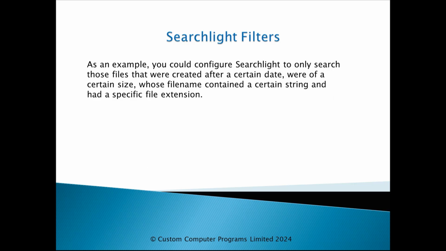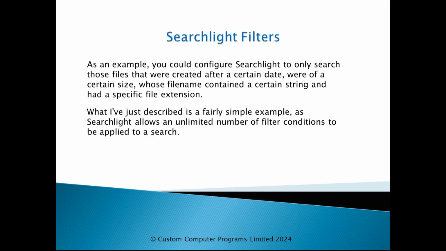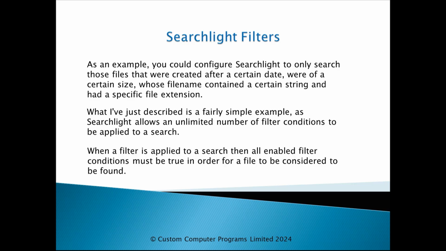As an example, you could configure Searchlight to only search those files that were created after a certain date, were of a certain size, whose file name contained a certain string, and had a specific file extension. What I've just described is a fairly simple example, as Searchlight allows an unlimited number of filter conditions to be applied to a search. When a filter is applied to a search, then all enabled filter conditions must be true in order for a file to be considered to be found.